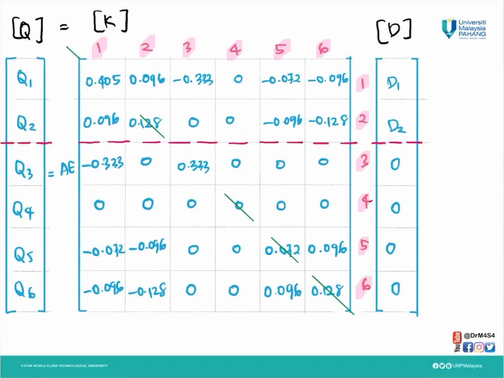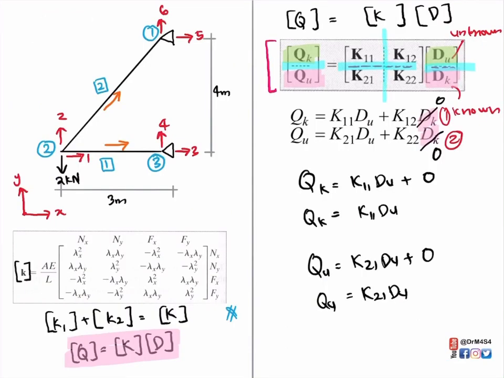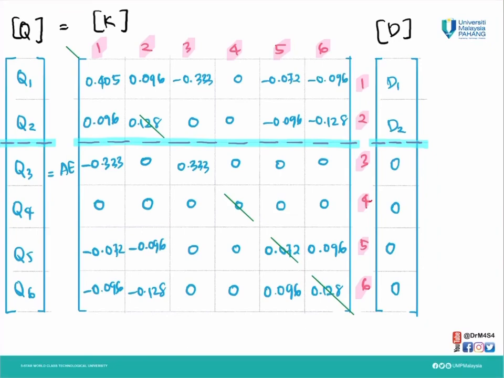So draw a line between known and unknown. We construct a horizontal line for unknown and known. Now we need to find this boundary on our structure stiffness matrix. To find the boundary, we count from our Q 1, 2. So we count on our K 1, 2. Then we can draw the vertical boundary in our structure stiffness matrix.